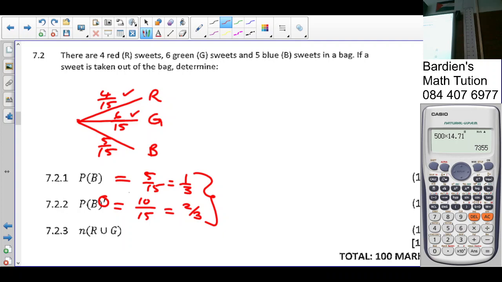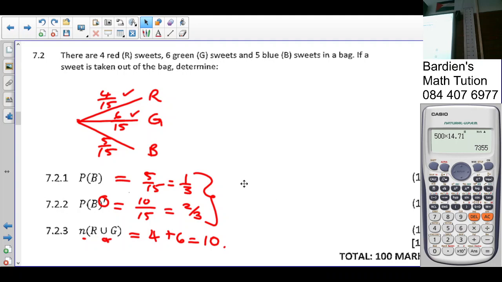The complement. Okay. Then you say, what does N stand for? Number. So I don't put it over 15. The number of red union green. So this means or, the union of. So red, how many reds are there? 4. How many greens are there? 6, which gives us 10. Do you guys understand? Any confusion here?